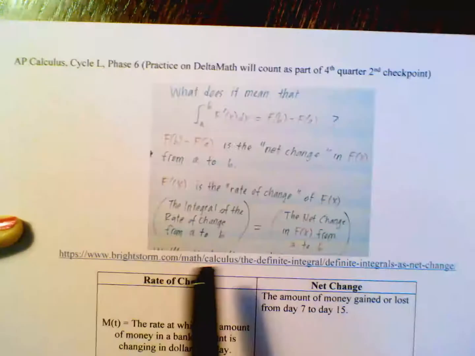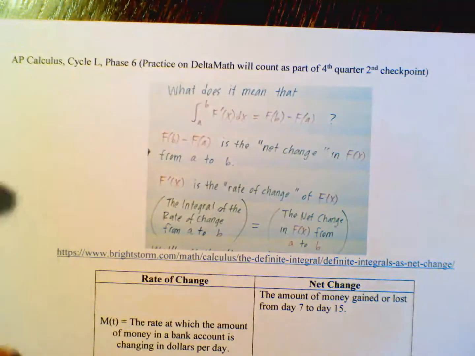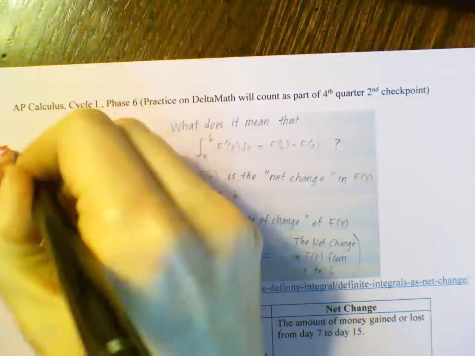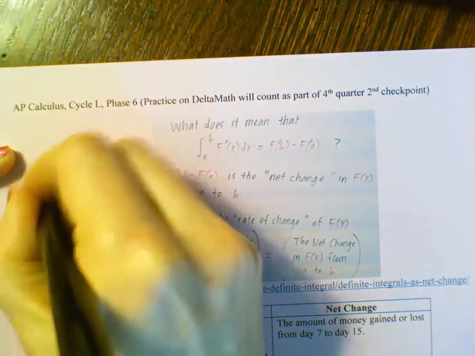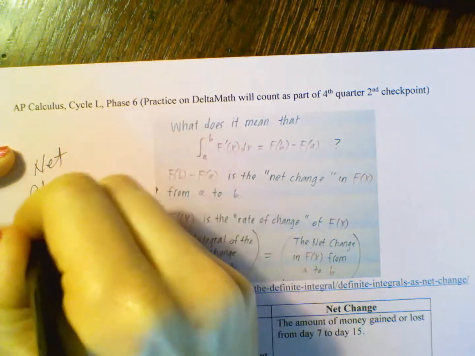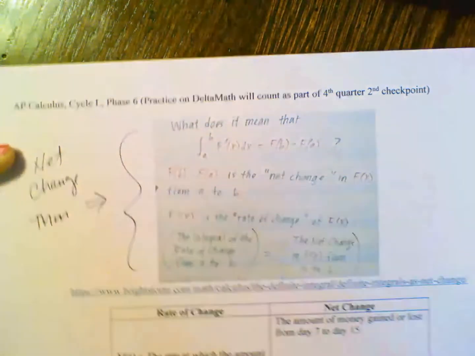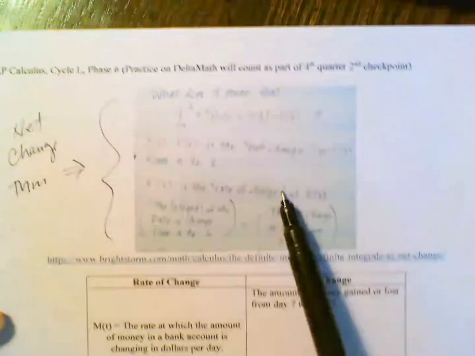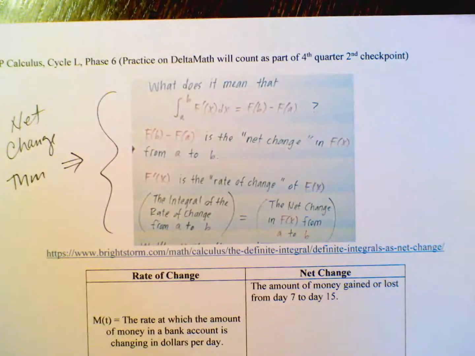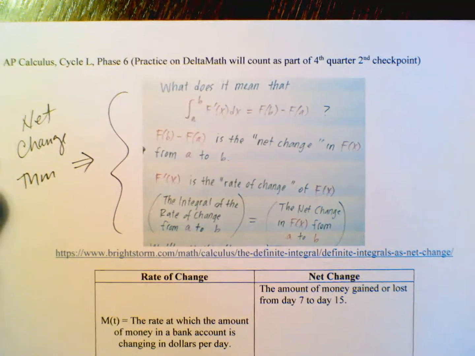So I found this. We're talking about something called the net change theorem, which basically says this. I got this off of, I just searched net change in math because I wanted some words to describe it. It's kind of self-explanatory, I think.